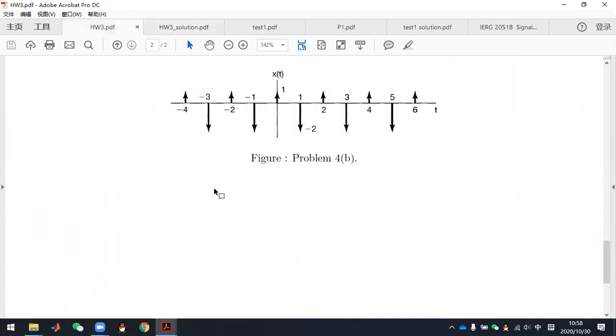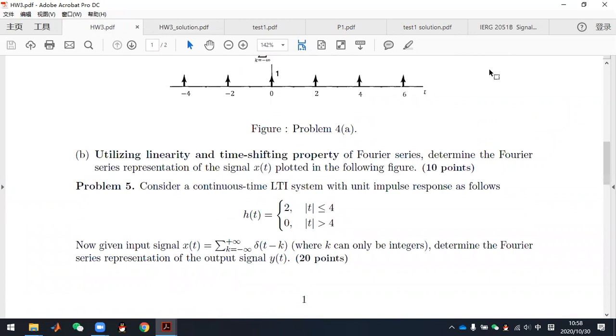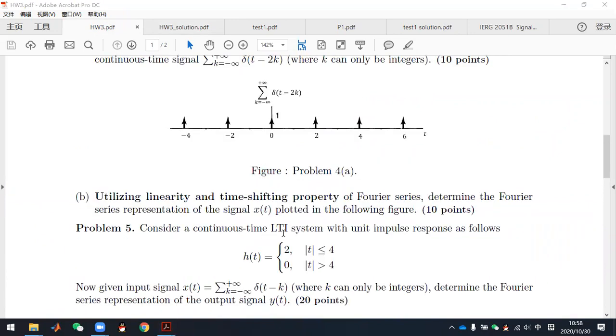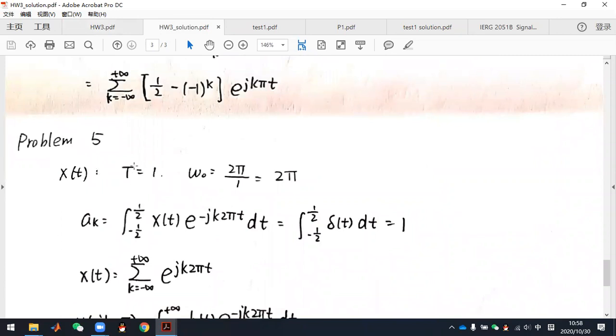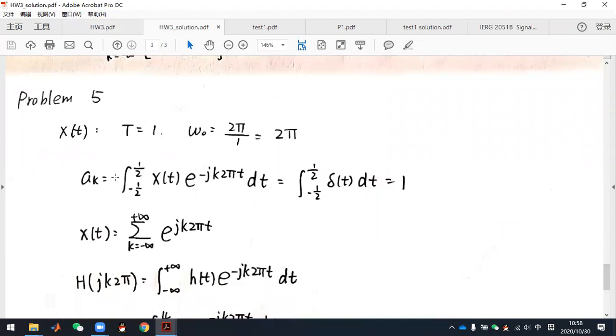And next, problem five. Consider a continuous time LTI system with a unit impulse response as follows. Given an input signal x of t, you need to determine the Fourier series representation of the output signal y of t. First, similarly, we need to calculate the Fourier series of x of t. The fundamental period is one, the fundamental frequency is two pi, and the Fourier series coefficient, very similar to the last problem, is equal to one. And so we get the Fourier series expression of x of t.